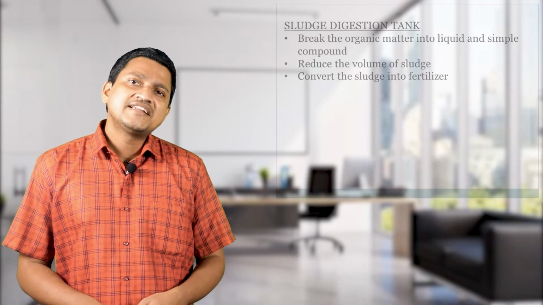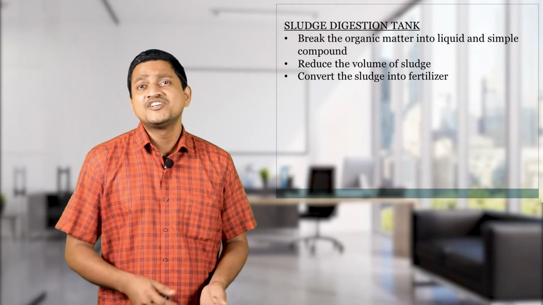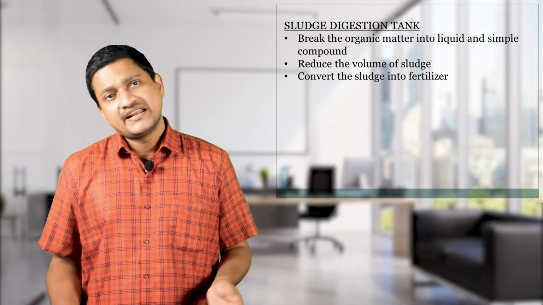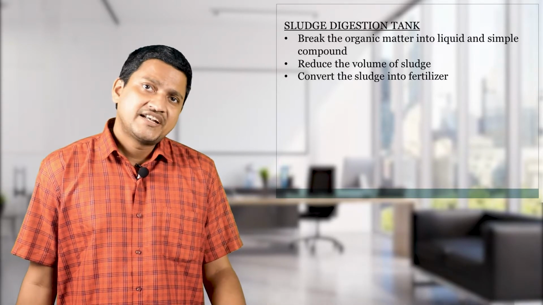Then next is the sludge digestion tank. It breaks the organic matter into liquid and simple compounds, reduces the volume of sludge, and converts the sludge into fertilizer. That is the purpose of the sludge digestion tank.